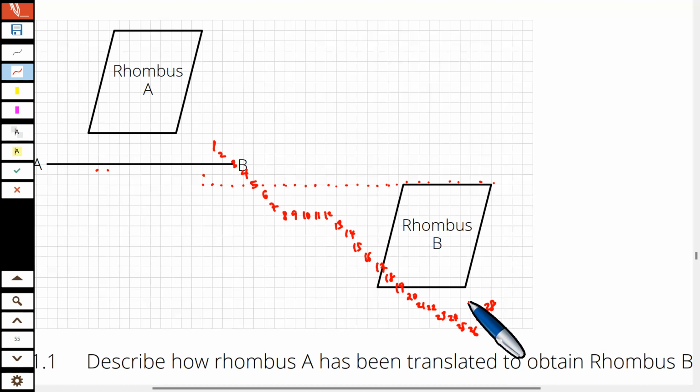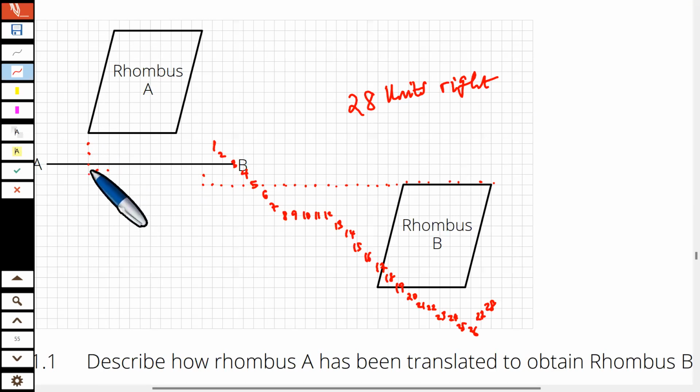I would have done it horizontally like this, but I did not want to because these numbers would be very close to each other. So now we are having this one. What do we say about this? It's 28 units right. And then you're going to look at how many units down.